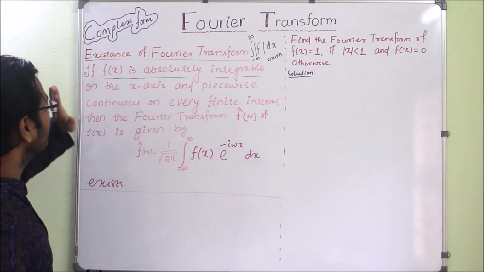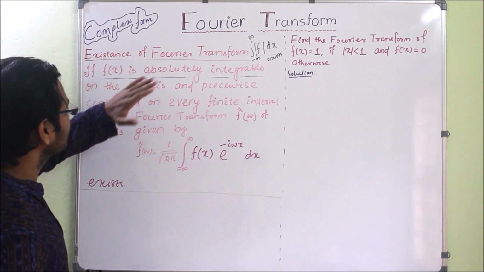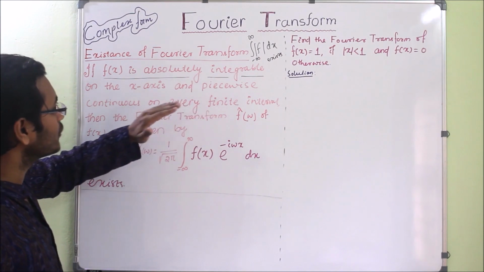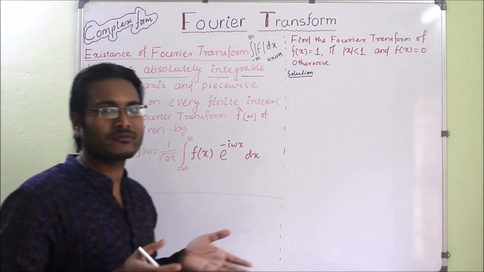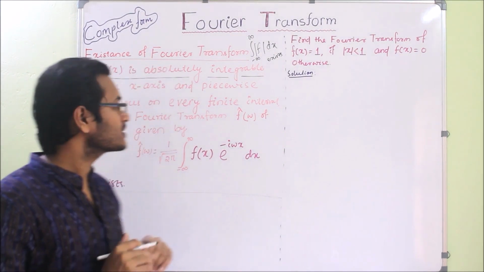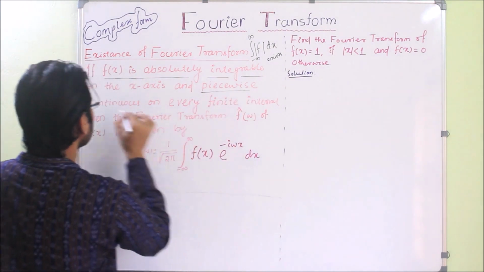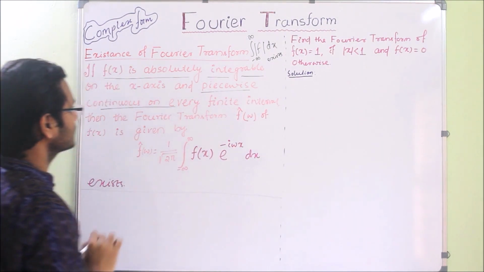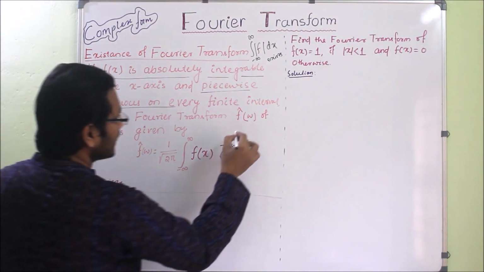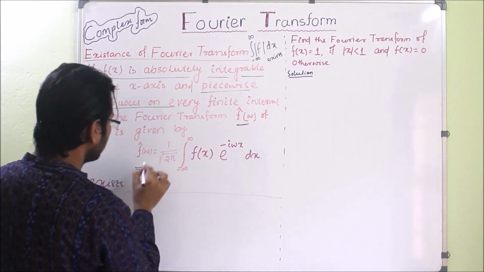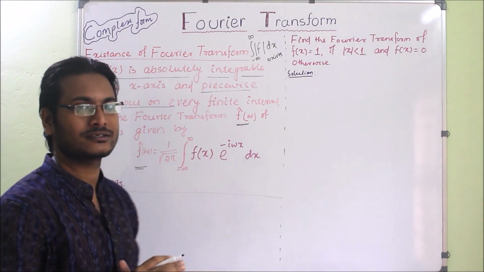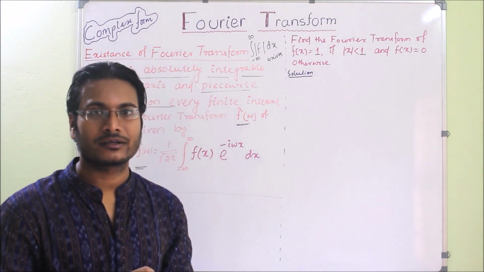So f of x should be absolutely integrable on the x-axis. Next, it is piecewise continuous on every finite domain. If it is uniformly continuous or fully continuous, then no problem, but at least it should be piecewise continuous. So this is the second property that the function f of x should obey in the finite interval. Then the Fourier transform f cap, represented by this integral form, will exist. So this is the existence property.